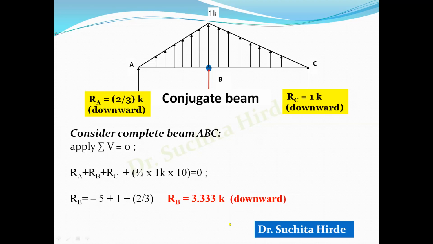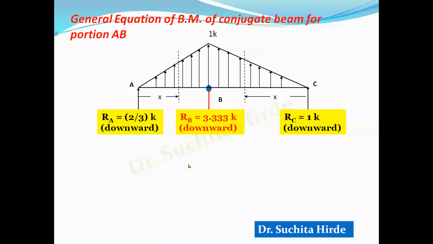Once you calculate the reactions, the next step is to write the general equation of bending moment for this conjugate beam. Now let us write the general equation of bending moment for portion AB. We know that all the reactions are downward. So at any section X from A, what is the bending moment? It is this force into perpendicular distance plus this force into the distance of its CG from the section. So first of all, we will write this relation y upon x is equal to 1K upon 4. So from this we get y is equal to 1/4 K into x.